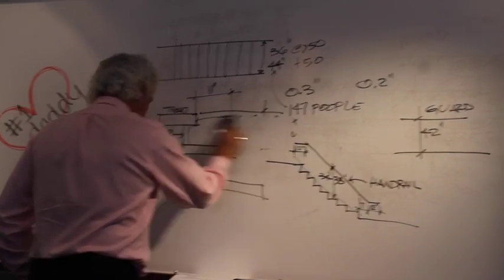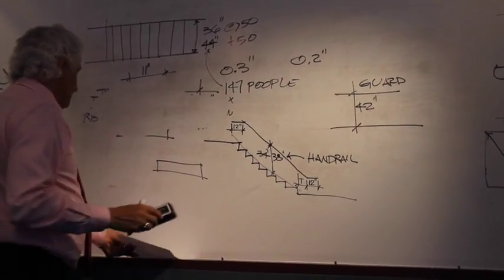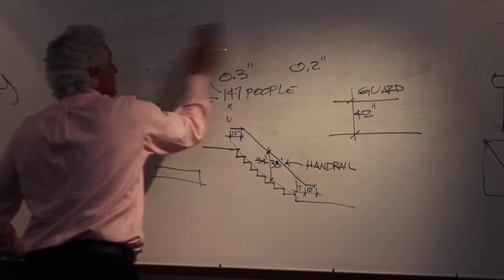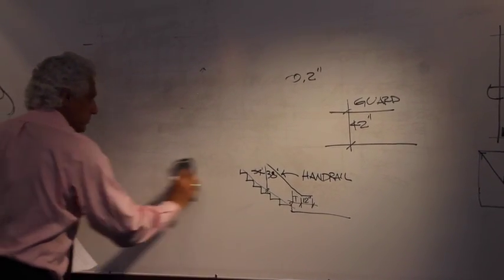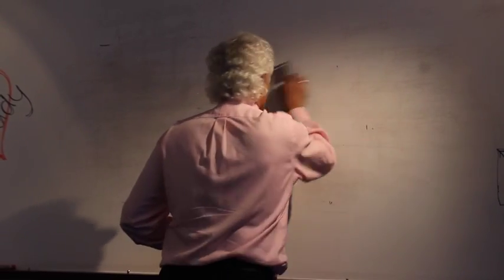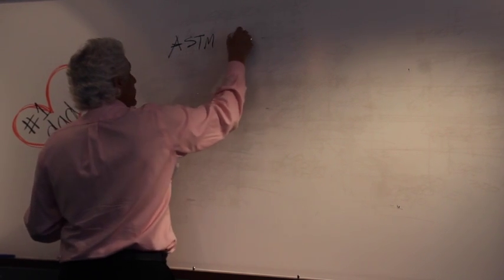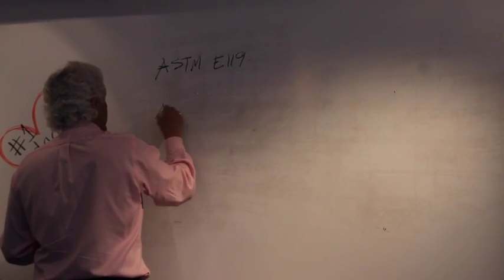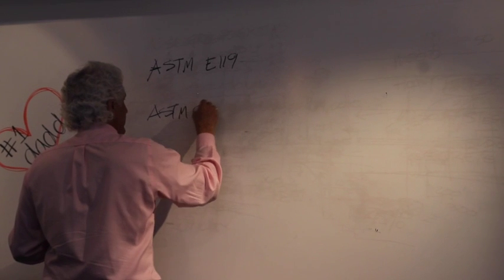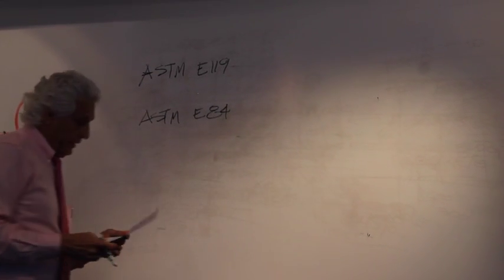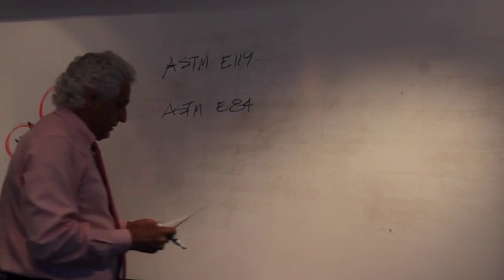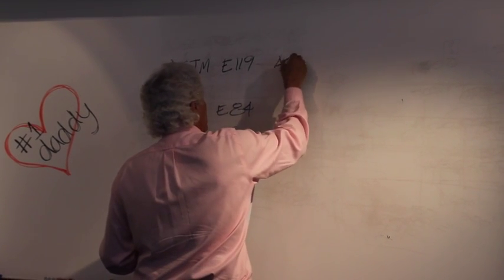Another aspect of the code, we talked a little bit about it, and that is the fire-rated construction. There are two tests you should be familiar with: ASTM E119 and ASTM E84. ASTM E119 is an assembly test.